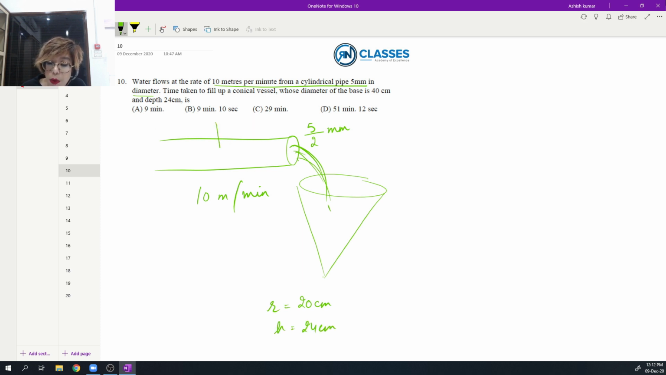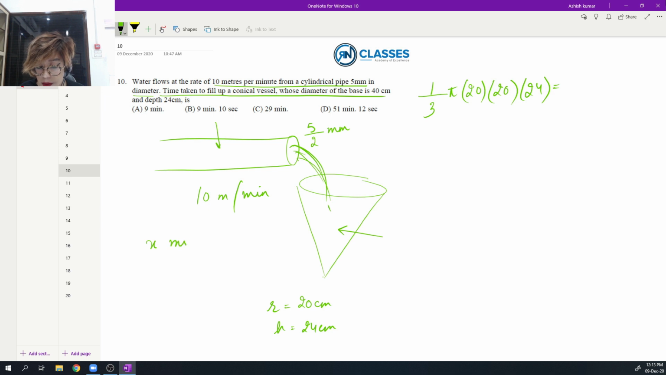So basically the volume of water flowing through the pipe should be equal to the volume of the cone, right? So the volume of cone is 1 by 3 pi r square, r is 20 into 20 into height, which is 24, equal to the volume of water flowing through the pipe. Now I need to find the time taken, let's consider it x minutes. And this is centimeter, this is centimeter, okay? I'll change this into centimeter. This is nothing but 5 by 20 centimeter. Is that correct? Well, I hope so.